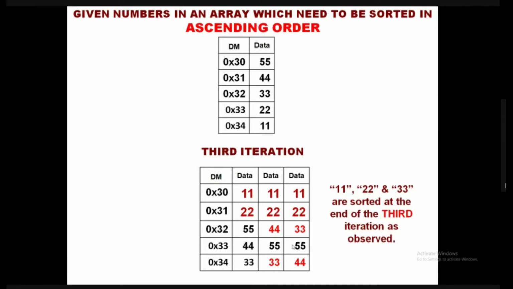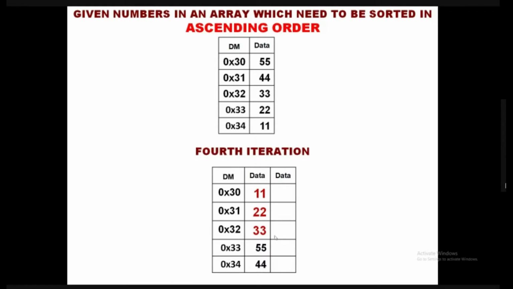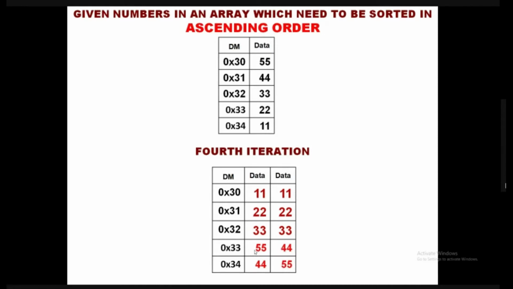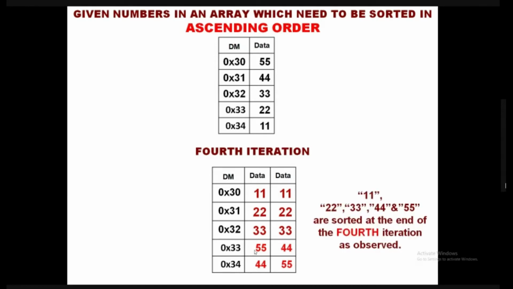So only one comparison is necessary in the fourth iteration because already 3 numbers were sorted. The only comparison is the 33rd memory location and 34th memory location. Both are compared, which means 55 and 44 are compared. 44 is the smallest number. So 44 is swapped with 55. So all the numbers are sorted. At the end of the fourth iteration, 11, 22, 33, 44, 55 are sorted, as observed, and the program is over.